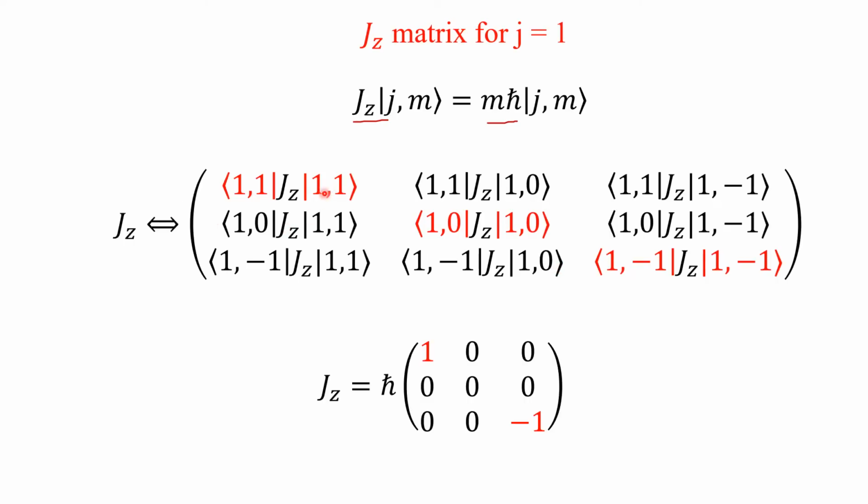First, see the first row, first column, the diagonal element. m is here 1, so ℏ I have taken out, so m is equal to 1. In the second case, m is equal to 0, so I have put 0 here. In the third case, m is equal to minus 1. So the Jz matrix is equal to ℏ times 1 0 0, 0 0 0, 0 0 minus 1. So this is about the Jz matrix.